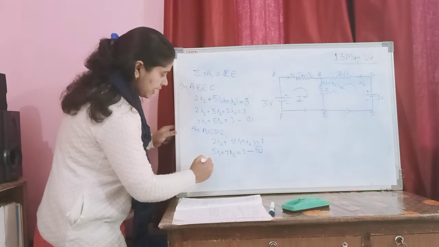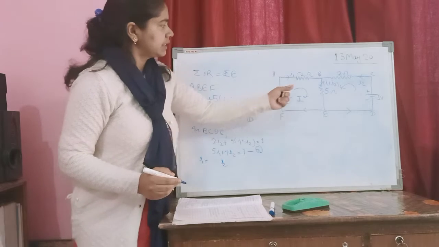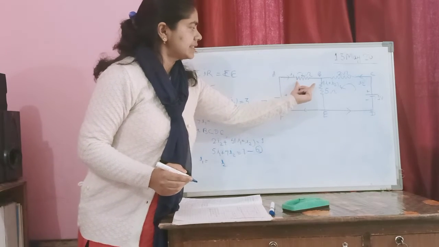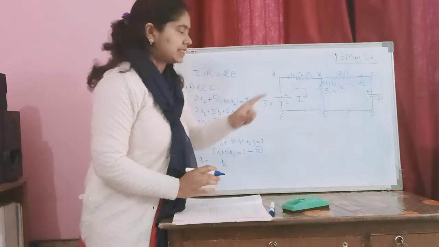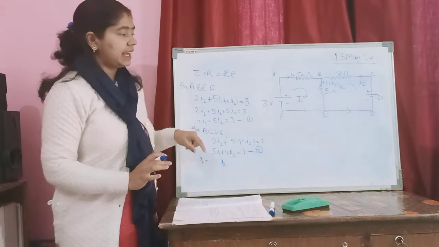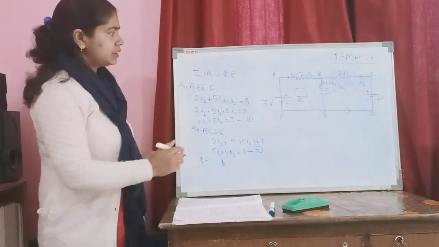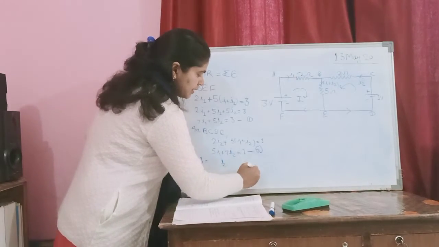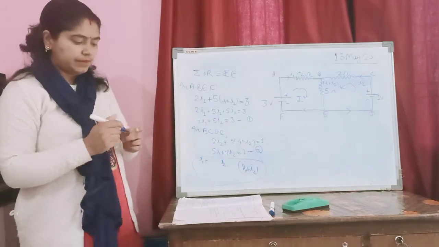We will get I1, and we will get I2. I1 and I2 are the currents in different resistances. In the 2 ohm resistance and in this other 2 ohm resistance we can find them. And then we have to find the current along this resistance. It will be I1 plus I2. So this is the method to solve this problem.